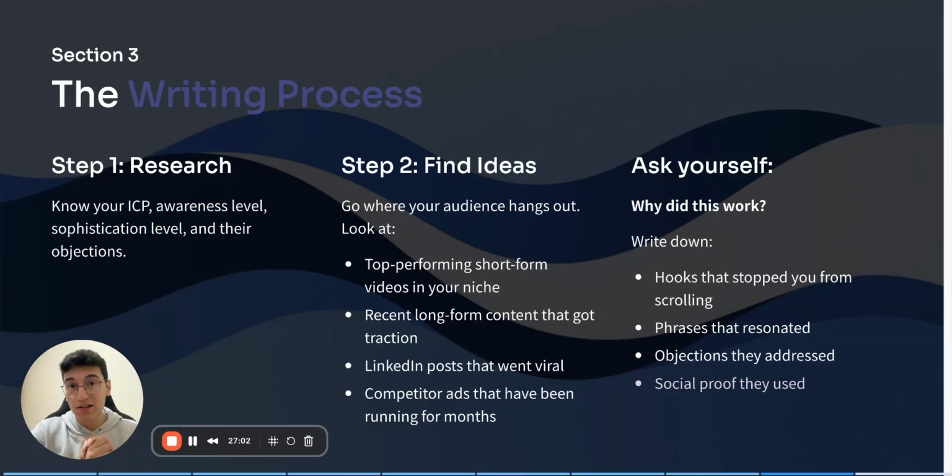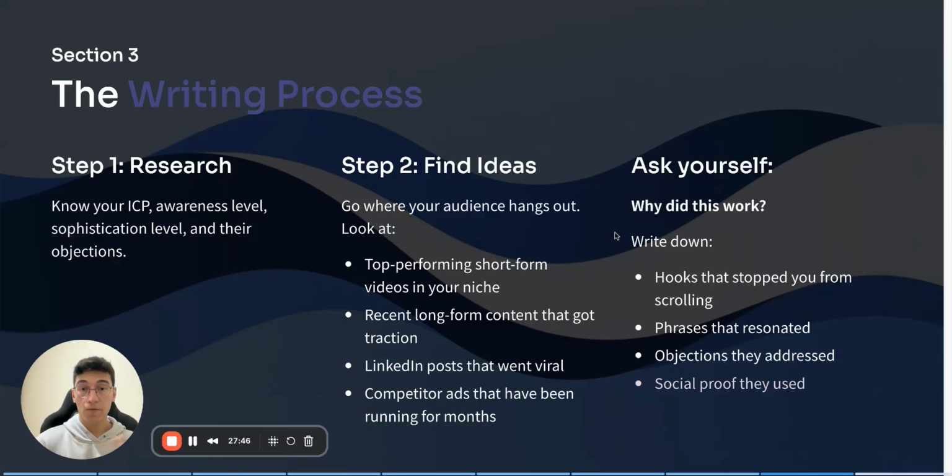Alright, so now you understand the frameworks, let me give you the actual writing process. Step 1 is research. You need to know your ICP, awareness level, sophistication level, and their objections. We already talked about this at the beginning of the video. Step 2 is finding the leads. You need to go where your audience hangs out.